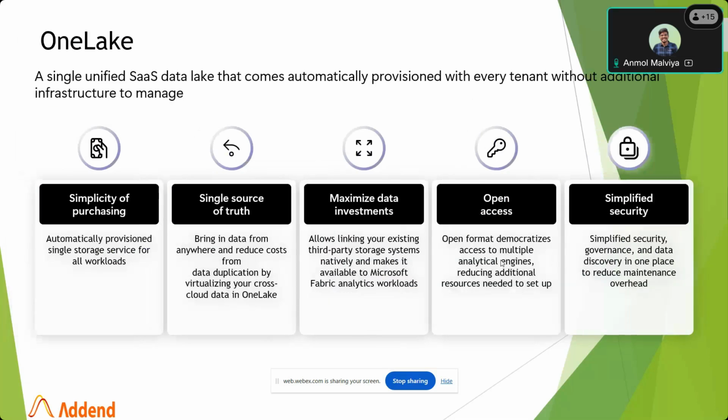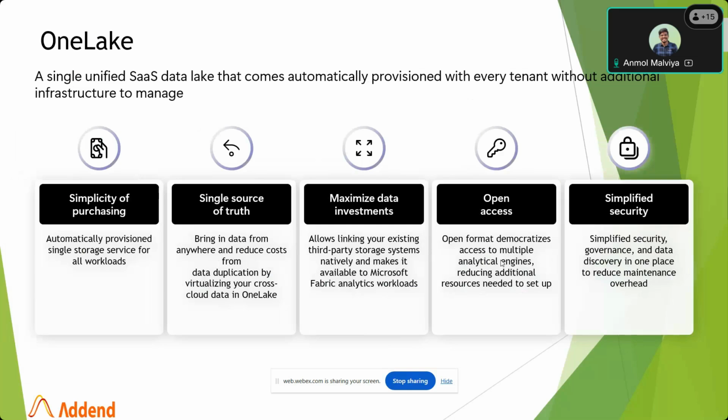So now, moving ahead, the integral part of Microsoft Fabric is OneLake. OneLake is a single unified software as a service data lake, which is automatically provisioned with every tenant without additional infrastructure to manage. The main aim of introducing OneLake is to provide all users access to the data at a single place, so that we don't have to create multiple copies of data.